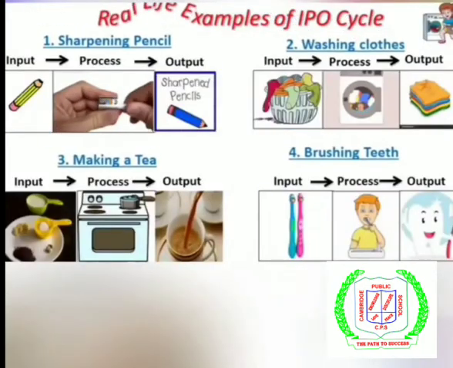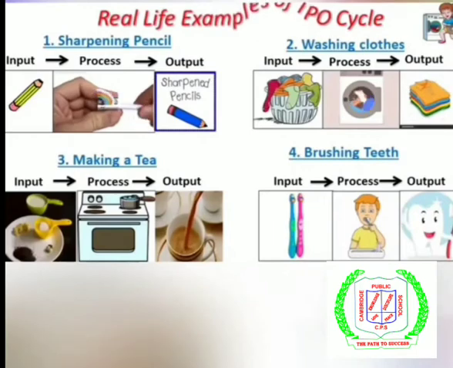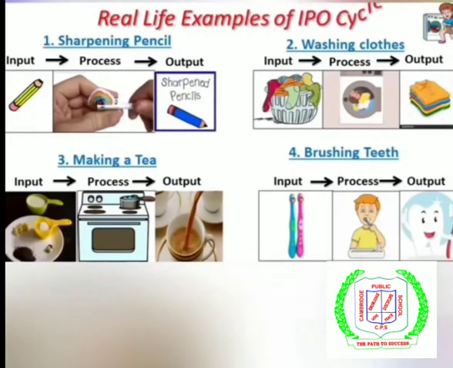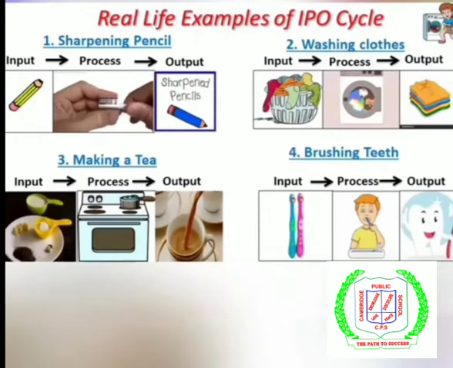Let's take some examples to understand the IPO cycle. That is sharpening a pencil, washing clothes, making tea and brushing teeth. These are all IPO cycles which we follow in our real life.